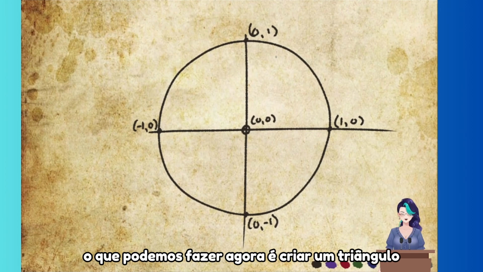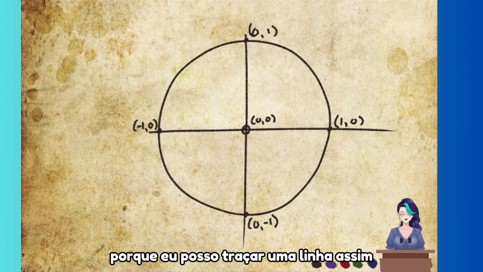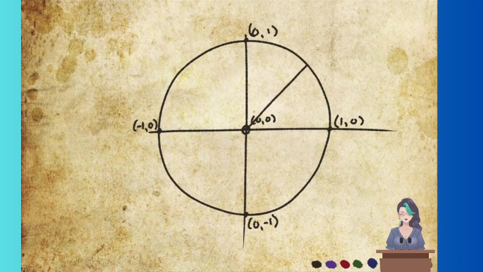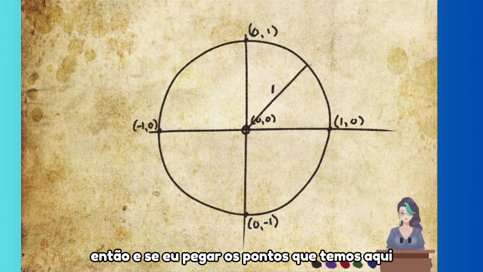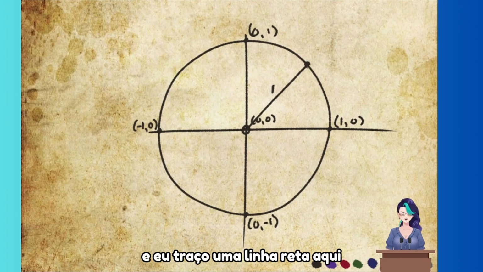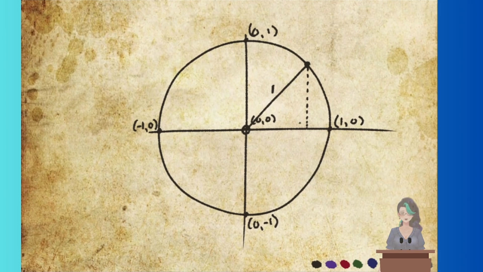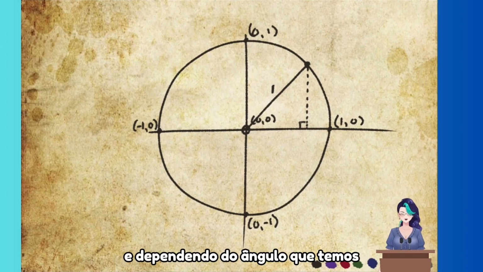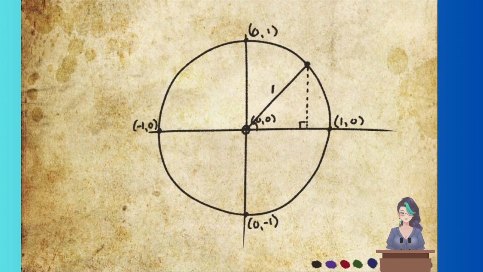However, what we can do now is we can make a triangle, because I can draw a line like this, and this is still 1. And if I take the point that we have here and I draw a straight line down, boom, we got a triangle. And depending on the angle we have, we're going to get different measures to these sides.